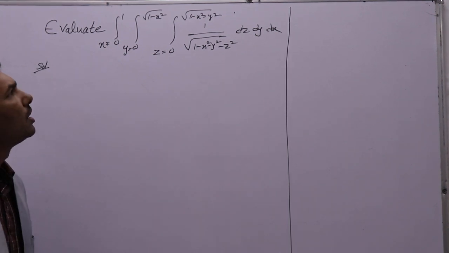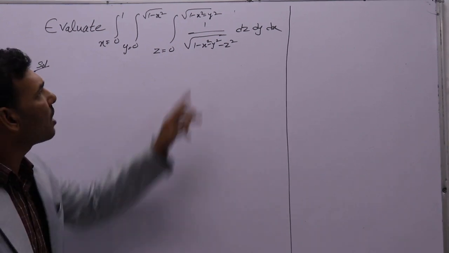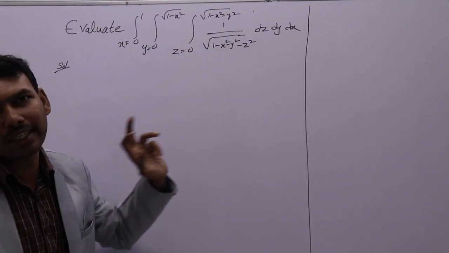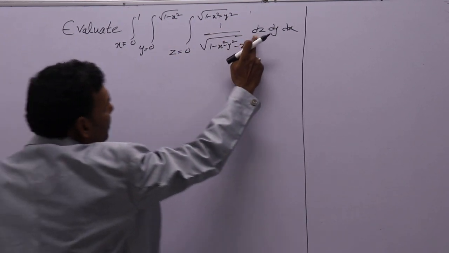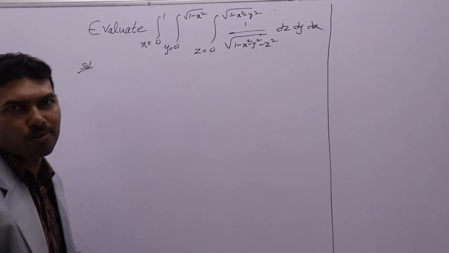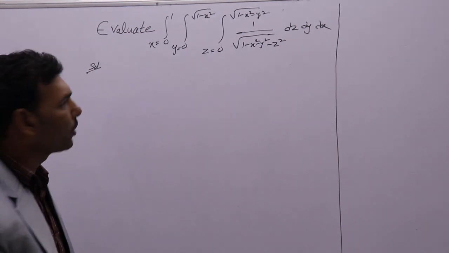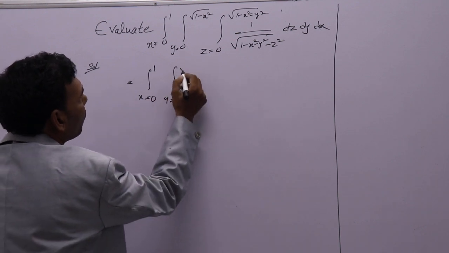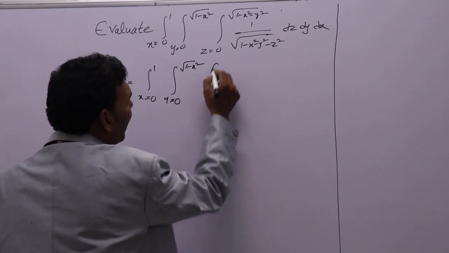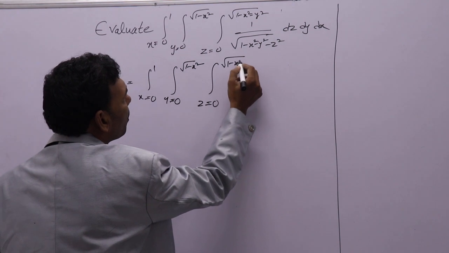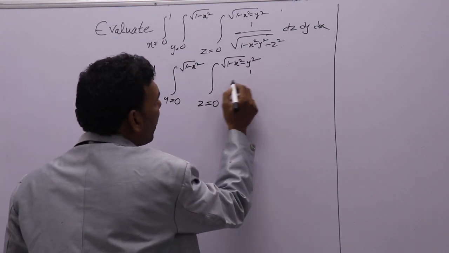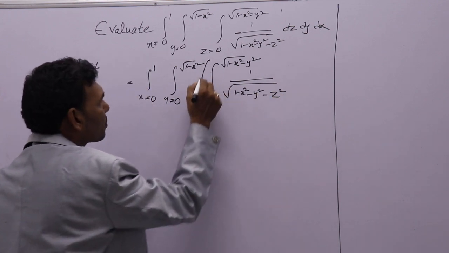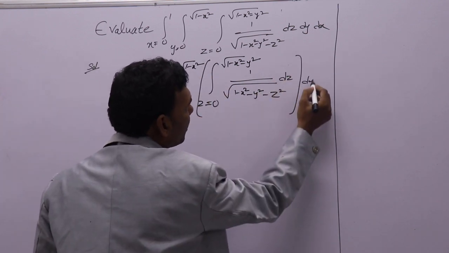Now the order of integration. First integrate the variable limits. Which variable has more number of variables in its limits? The z variable has more, in terms of x, y. So first with respect to z, next with respect to y, next with respect to x. It is the same order given in the question, and in that order we are going to integrate. So first, integral x equal to 0 to 1, y equal to 0 to root of 1 minus x square, integral z equal to 0 to root of 1 minus x square minus y square, of 1 by root of 1 minus x square minus y square minus z square dz first, next dy, next dx.